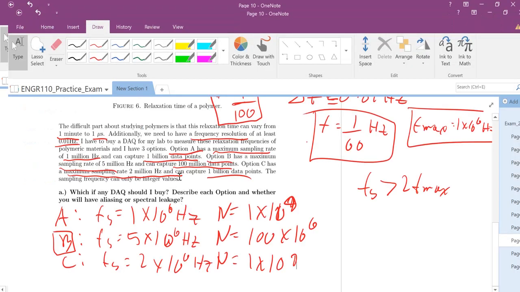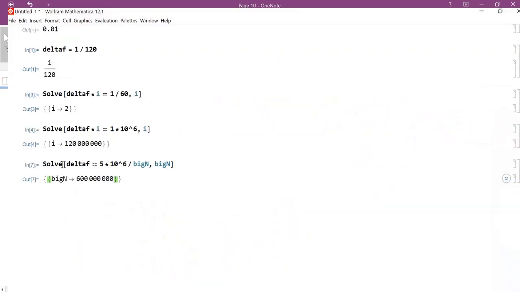So can we capture that? Here, we're limited to n equals 100 times 10 to the 6th. So is that going to work? 100 times 10 to the 6th is 1 times 10 to the 8th. Here we have 6 times 10 to the 8th. So we have a problem here, right? Let's reduce it to 3 million, for example.